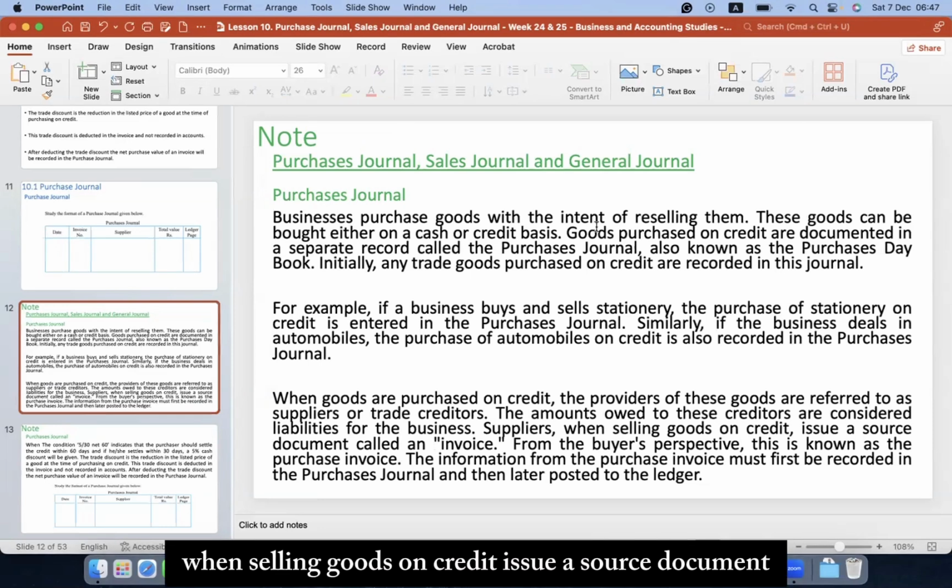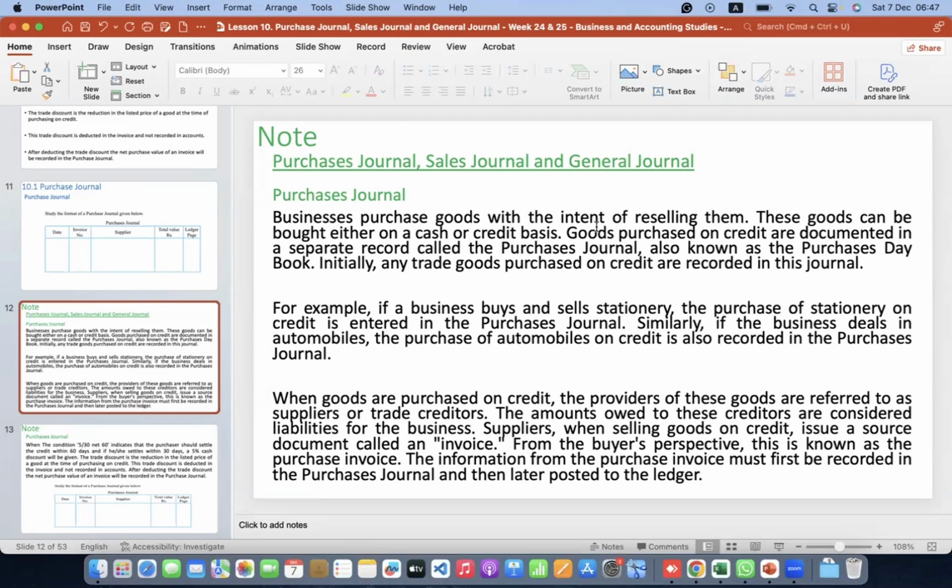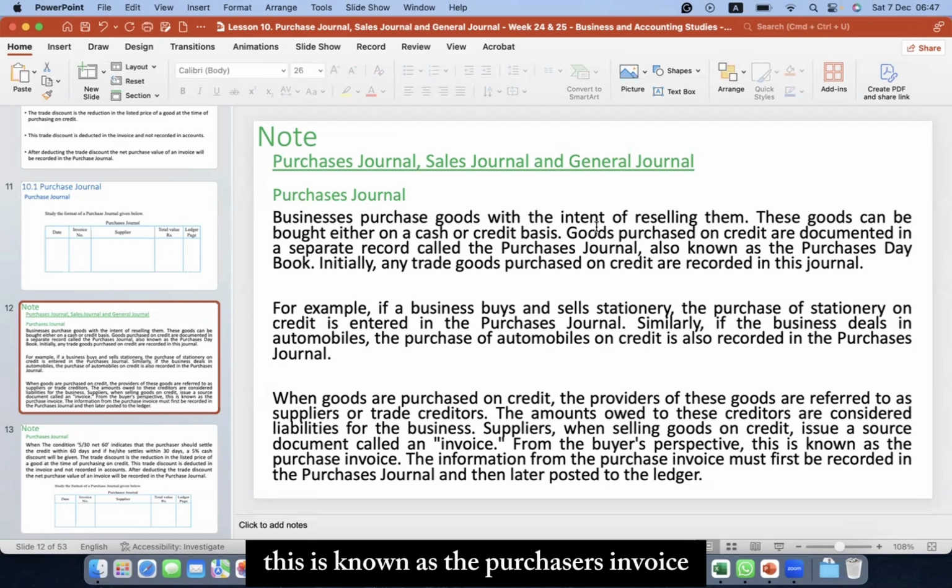Suppliers, when selling goods on credit, issue a source document called an invoice. From the buyer's perspective, this is known as the purchases invoice. The information from the purchases invoice must first be recorded in the purchases journal and then later posted to the ledger.